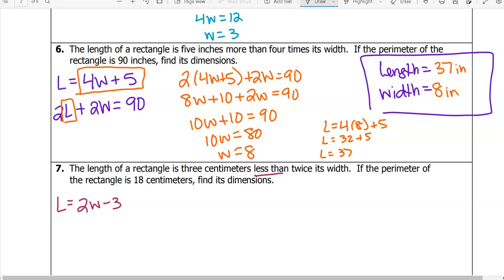Yes, it says less than. Good. Less than twice its width, so 2W, take away 3. And what's the other equation you're going to use? There you go. All right, I'm going to stop. You're going to keep going.